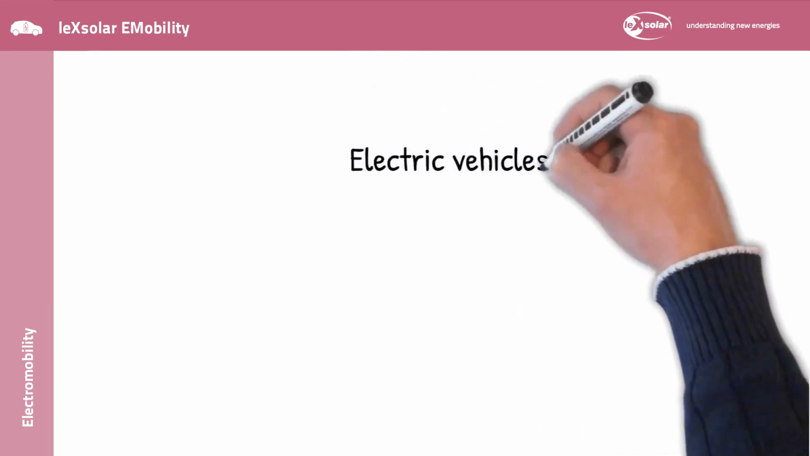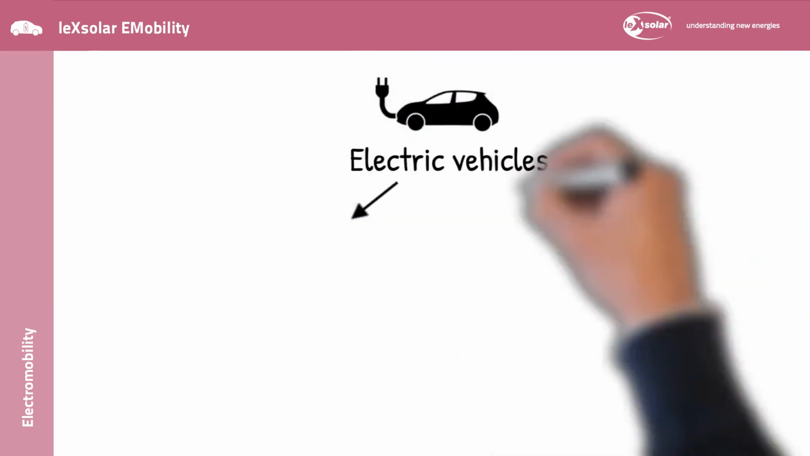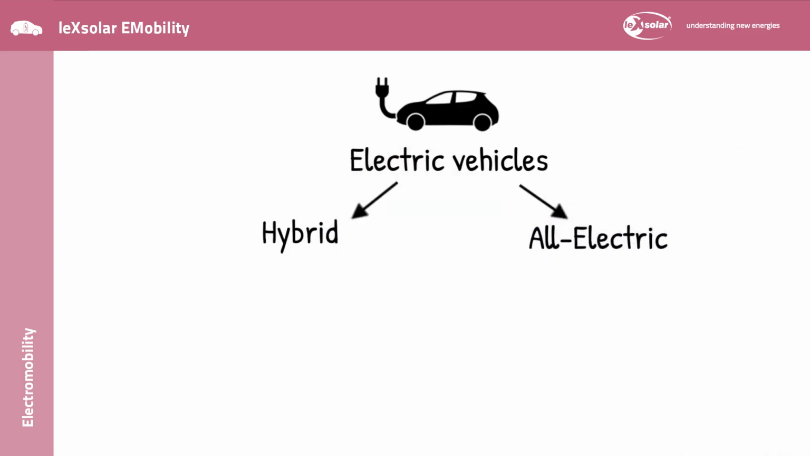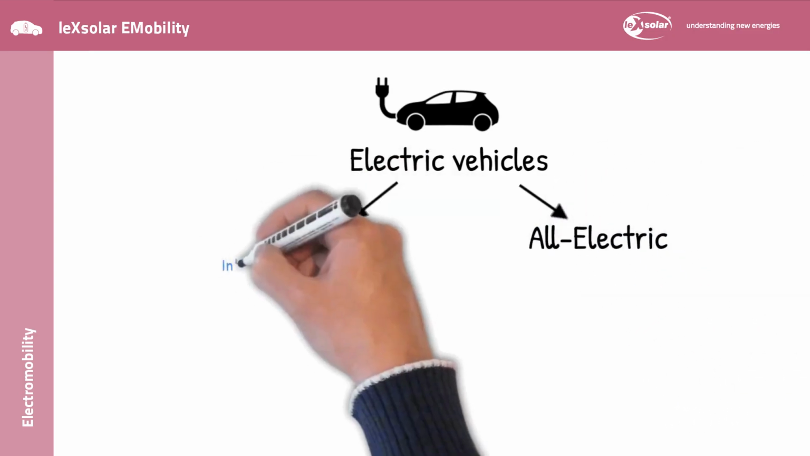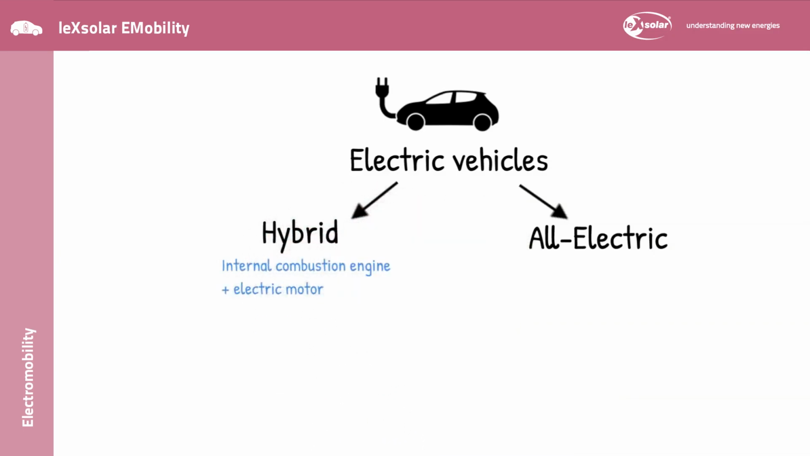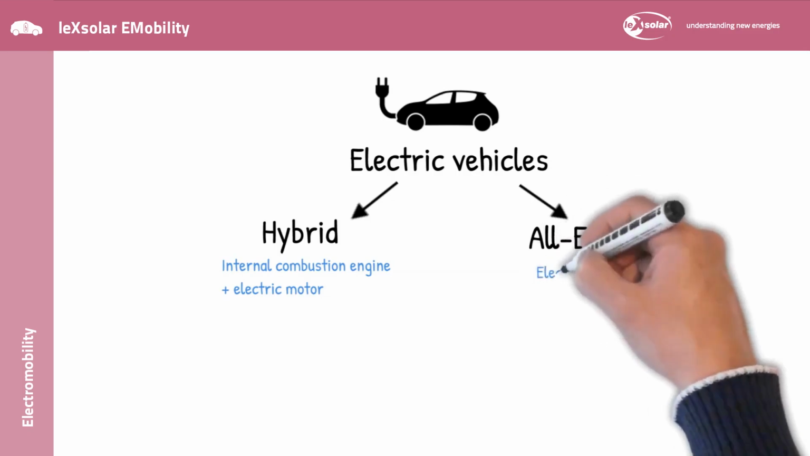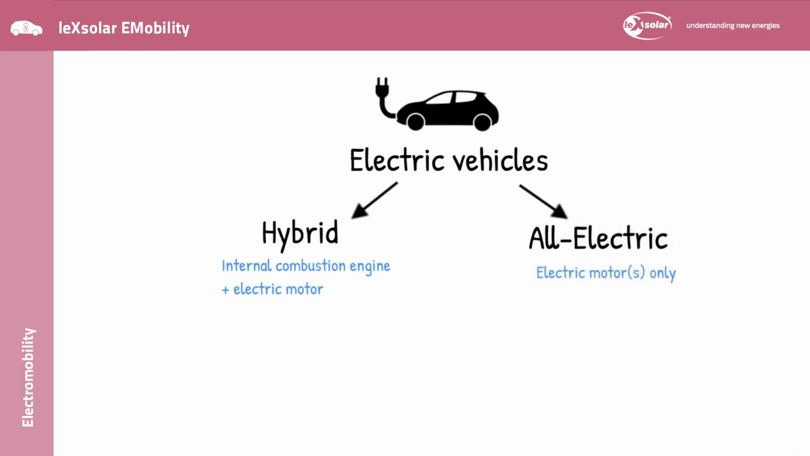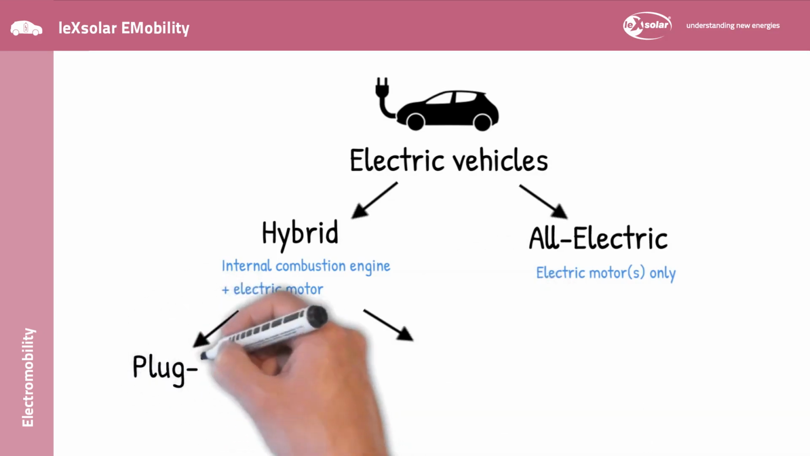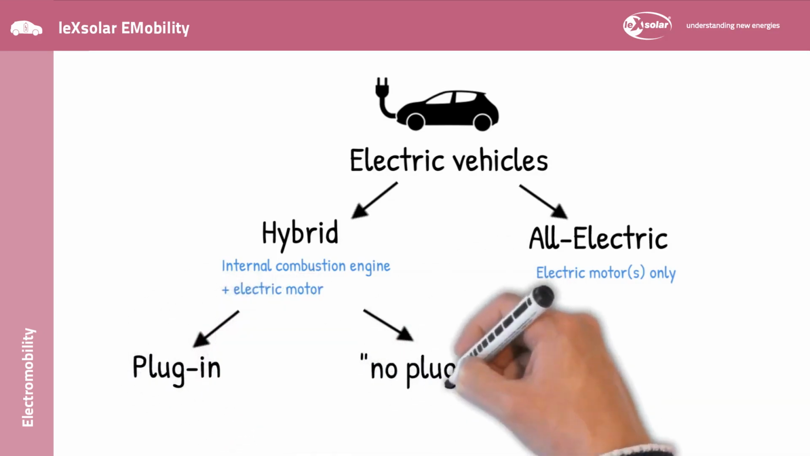Electric cars are basically divided into two groups, hybrid and fully electric vehicles. Hybrid vehicles have both an internal combustion engine and at least one electric motor. Fully electric vehicles are powered only by one or more electric motors. Hybrid vehicles are further subdivided into plug-in hybrids and normal hybrid vehicles without a plug.